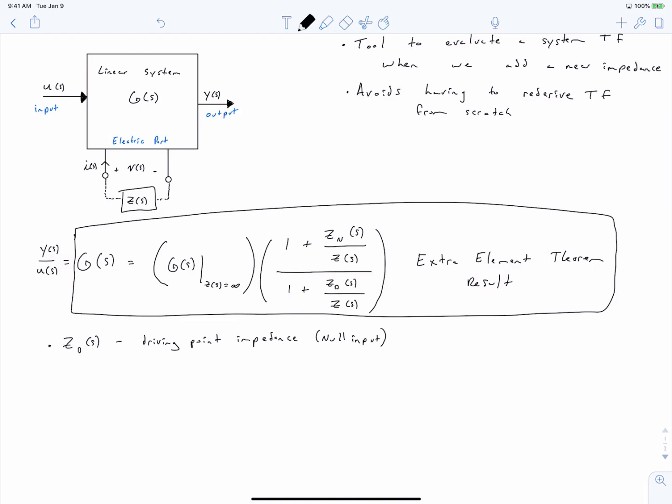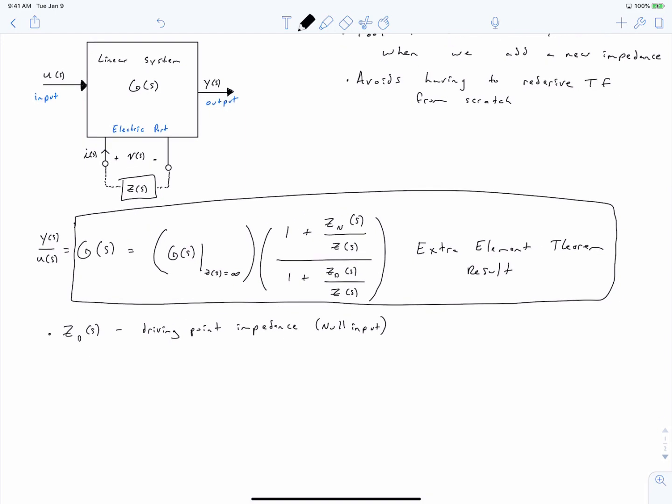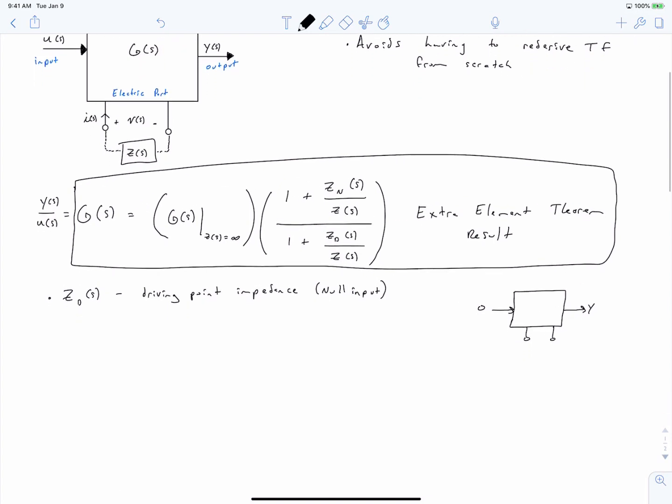And what does that mean? Well, if we were to take our block diagram and sketch it in a more compact form down here, a null input simply means that the input to our system is 0. So if our input is 0, and then we have whatever our output is, we then calculate the impedance as seen at our electric port terminals by injecting some kind of sample current signal and measuring the resulting voltage that appears across it.